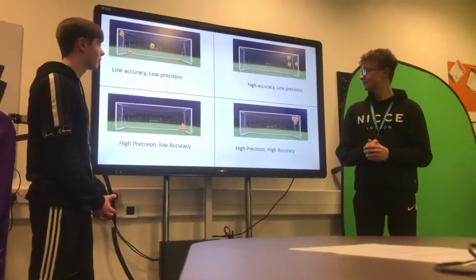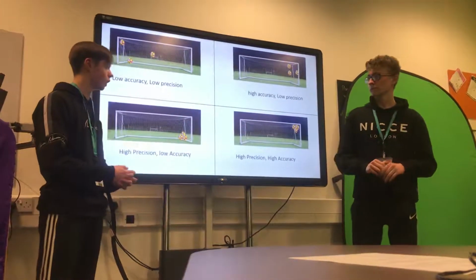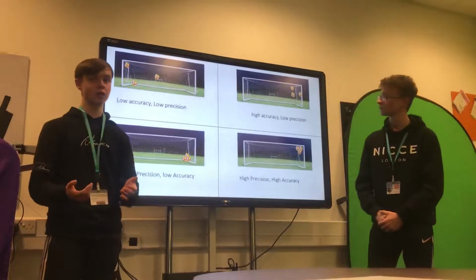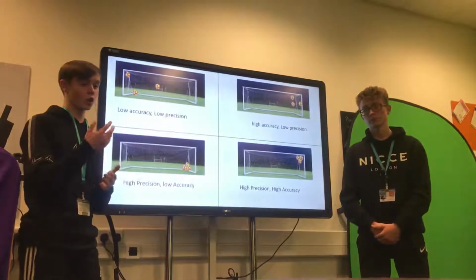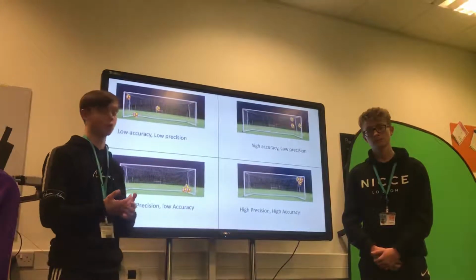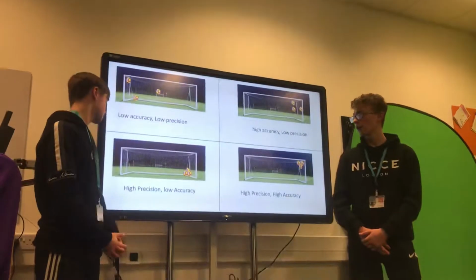And if he hit the top right corner, but all the balls weren't close to each other, this would be considered high accuracy and low precision, because yes, he's got the corner that he wanted to aim for, but the balls aren't all close together and in close proximity to each other.